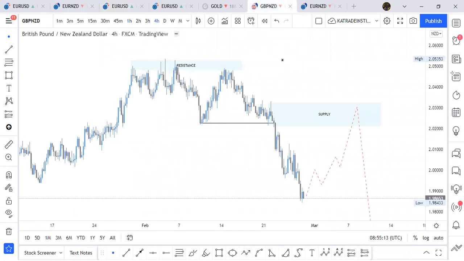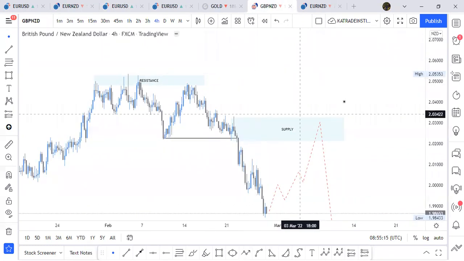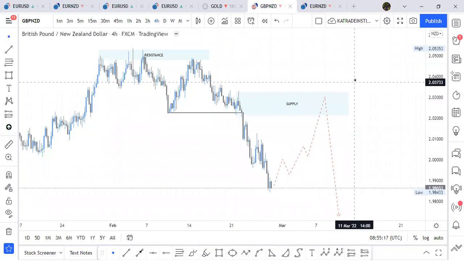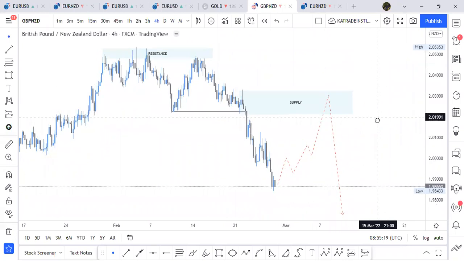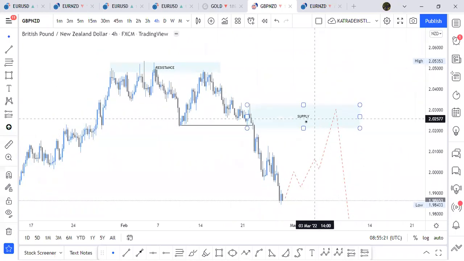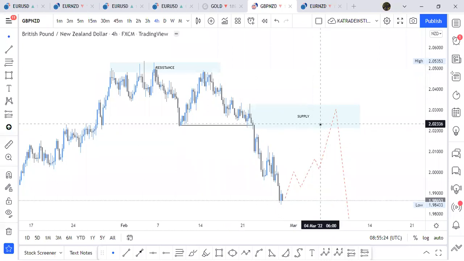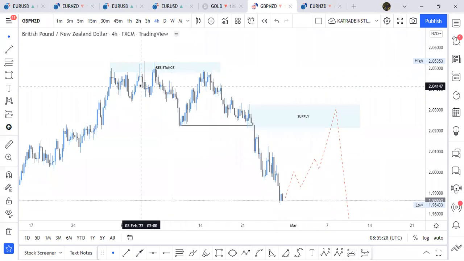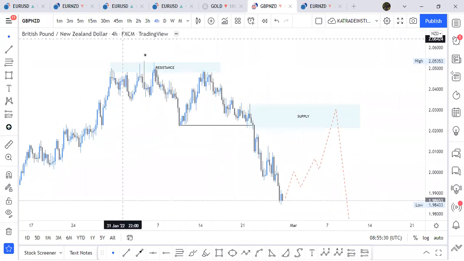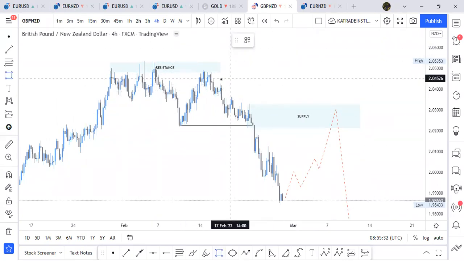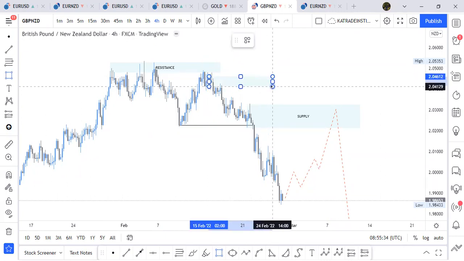Let's look at this place here. This is a higher probability setup. Right now I can see price may come back to what? Supply area. If price comes back to here, you can see that this is an order block. Resistance level is here. The order block is around this area, right?